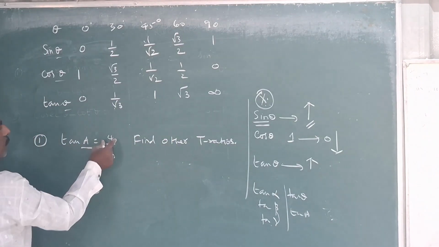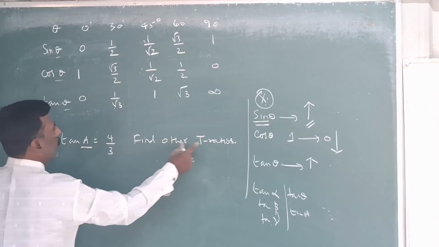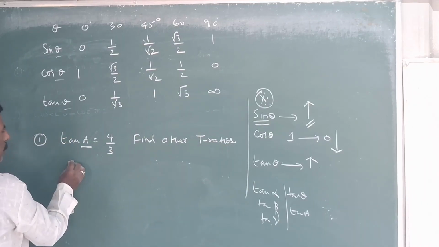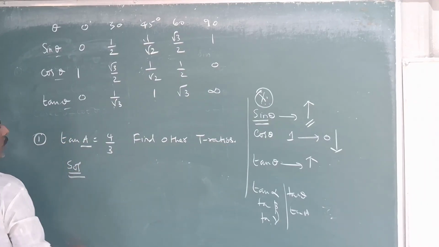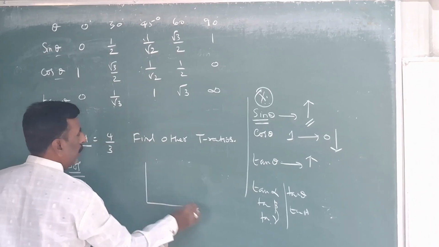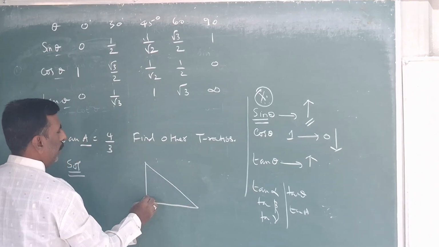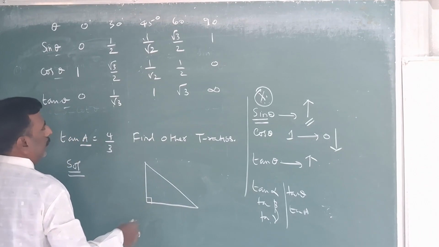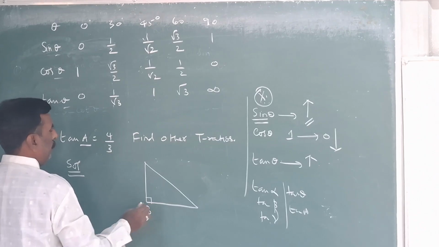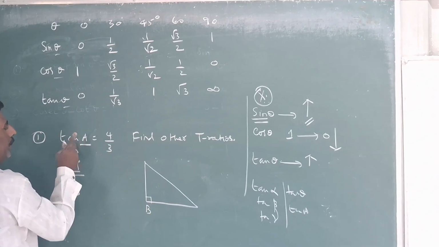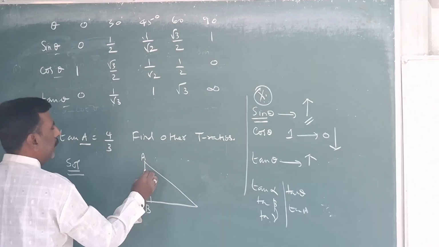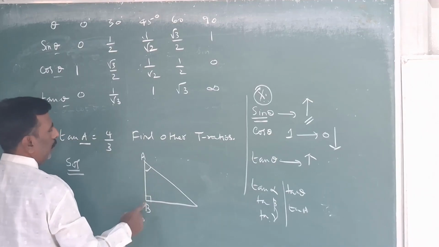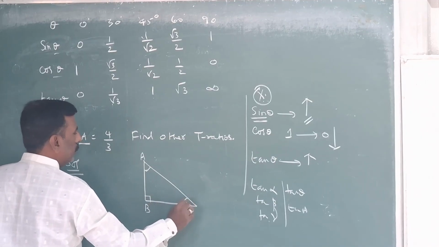Here tan A equal to 4/3. Find the other trigonometric ratios. So how should we write the solution? I will draw a right angle triangle, with the right angle at B. Because here the angle is A, I am going to take the angle A here. This is angle A, right angle at B, this is angle C.